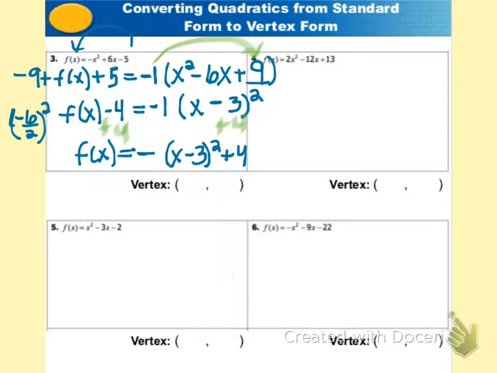Okay, and I forgot to actually list the vertex. So the vertex would be 3, 4, because this is moved 3 units to the right and 4 units up. Okay. So now we know what to do when there's a negative. Well, what about when there's a coefficient in front of x squared besides 1 or a negative 1?